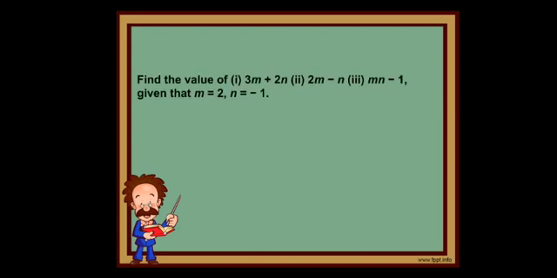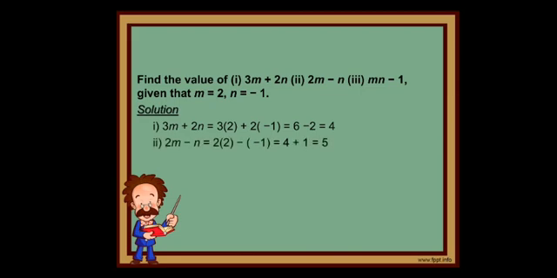Okay. So now we will see another example. Find the value of 3m plus 2n, 2m minus n, mn minus 1. Given that m is equal to 2, n is equal to minus 1. So in place of m we have to substitute 2 and in place of n we have to substitute minus 1. First one, 3m plus 2n is equal to 3 into 2 plus 2 into minus 1, which is equal to 3 2s are 6. 2 into minus 1 is minus 2. So 6 plus minus 2 will be 6 minus 2.